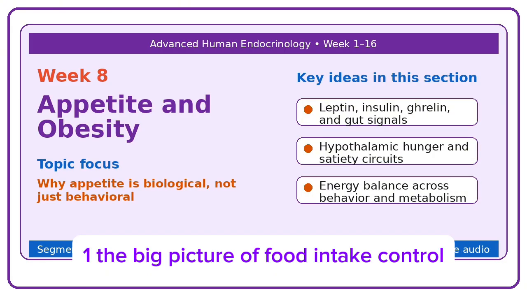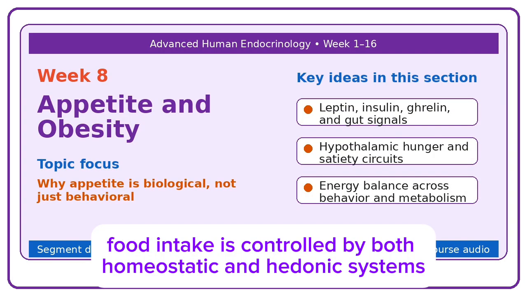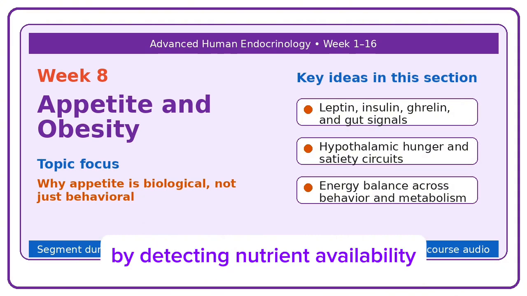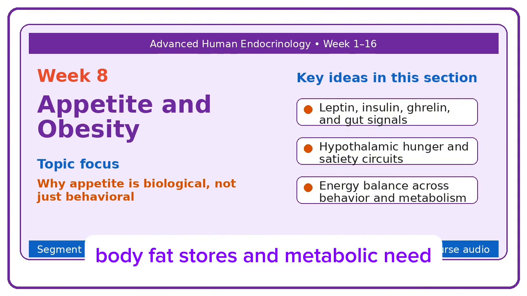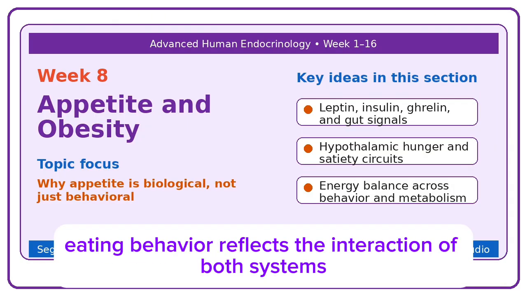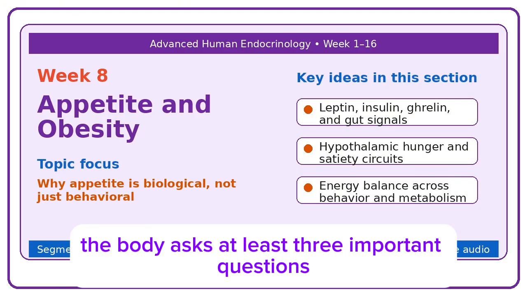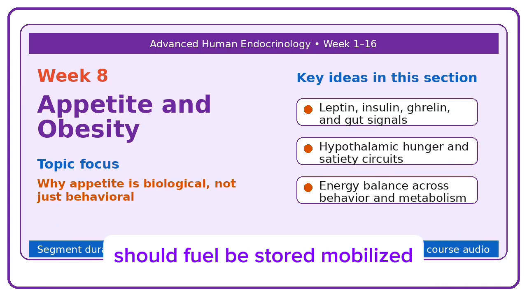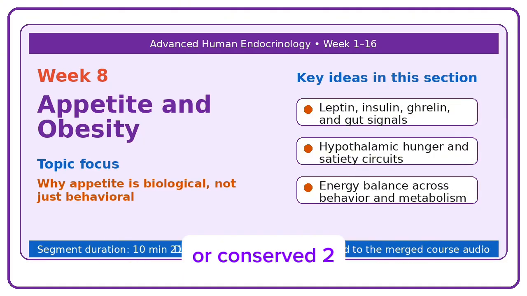1. The big picture of food intake control. Food intake is controlled by both homeostatic and hedonic systems. The homeostatic system helps maintain energy balance by detecting nutrient availability, body fat stores, and metabolic need. The hedonic system links food intake to reward, motivation, and learned behavior. In real life, eating behavior reflects the interaction of both systems. At the endocrine level, the body asks at least 3 important questions. Have we eaten recently? How much energy is stored in adipose tissue? Should fuel be stored, mobilized, or conserved?